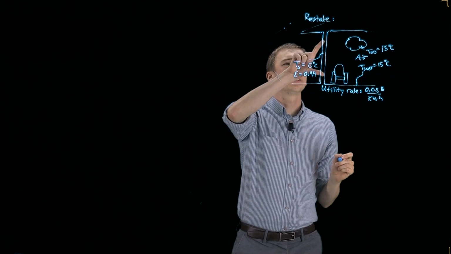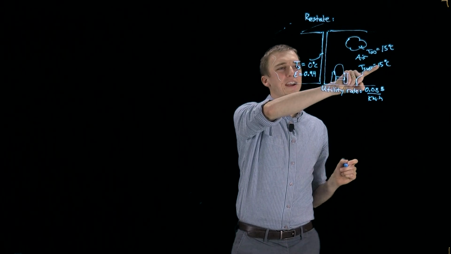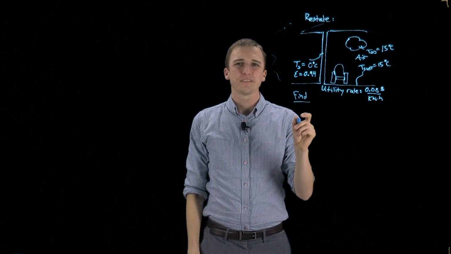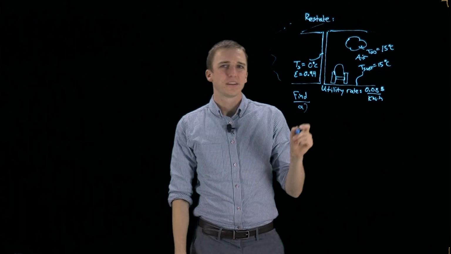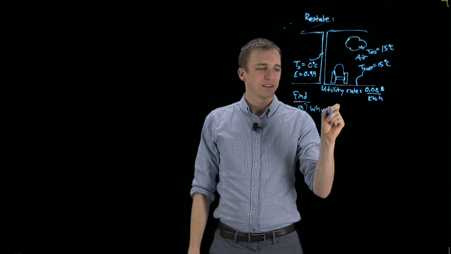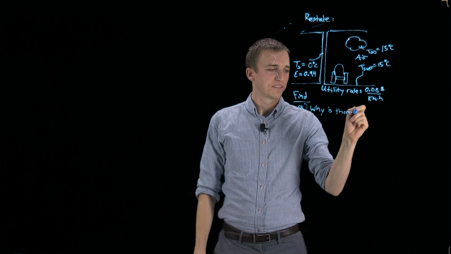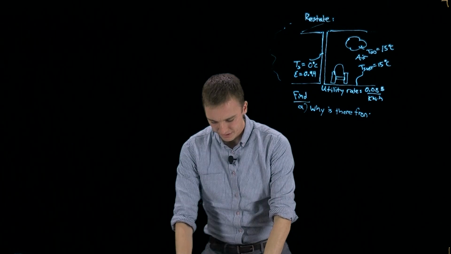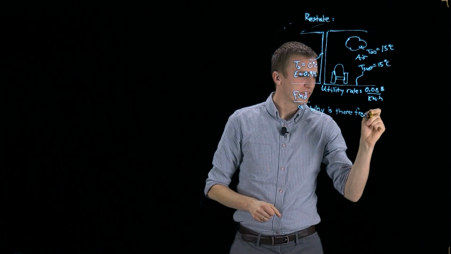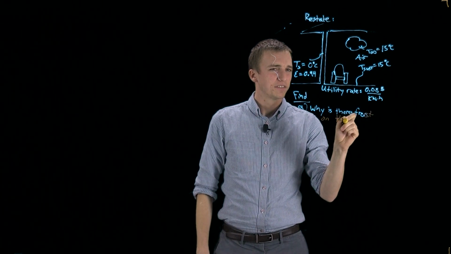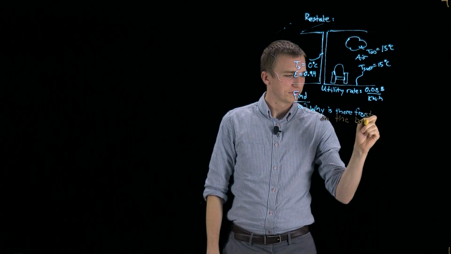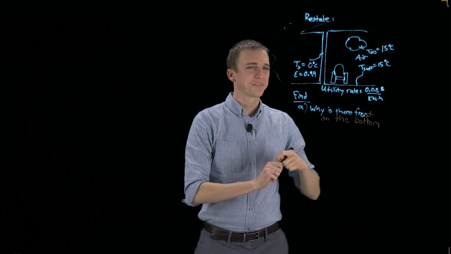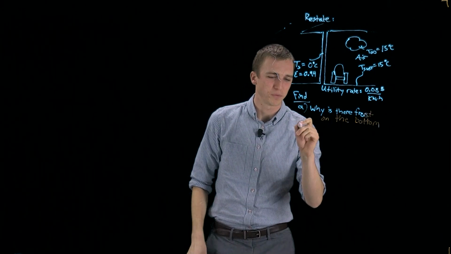We're given the temperature of the window, the temperature of the air and surroundings inside. And then we are asked to find two things. A, why is there frost on the bottom of the window?